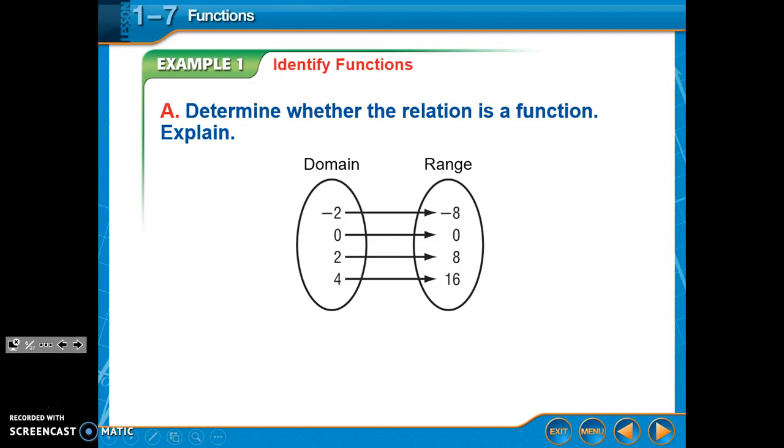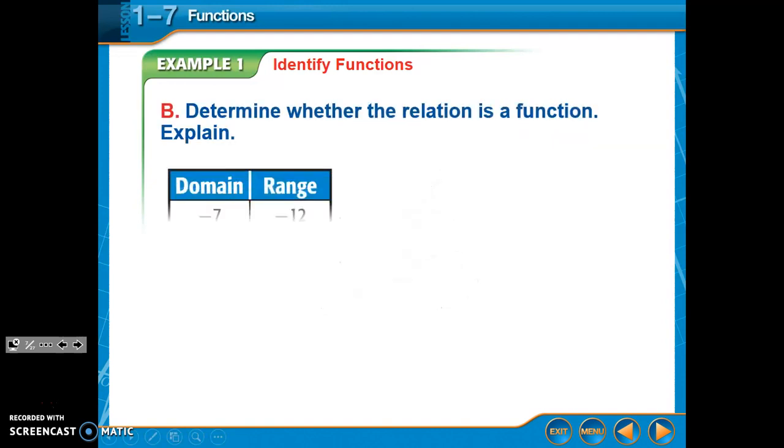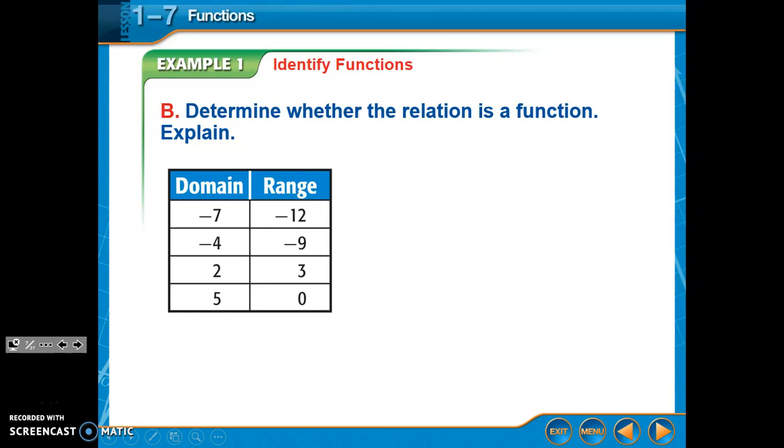So does each thing in the domain go to only one thing in the range? Looking at this, we can say yes. Nothing in the domain goes to two things within the range, or two or more. So it's a function. If I look here and I want to determine if this is a function, my domain, -7 only goes to -12. -4 only goes to -9, 2 only to 3, and 5 only to 0. So this one is yes, it is a function because each element in the domain goes to only one element in the range.